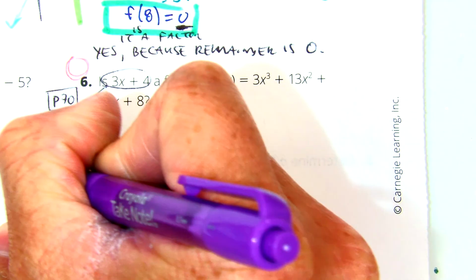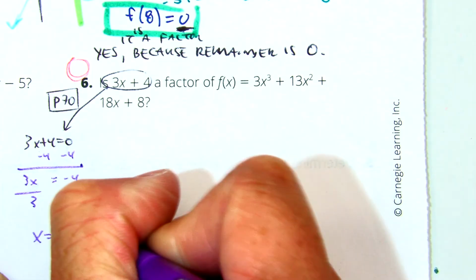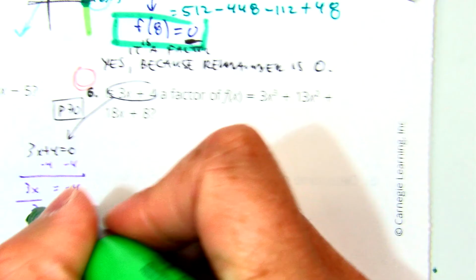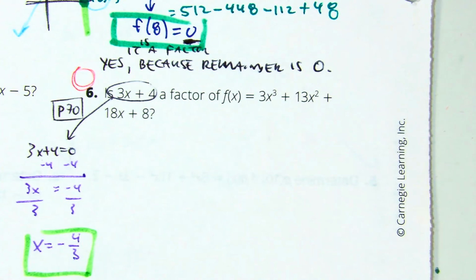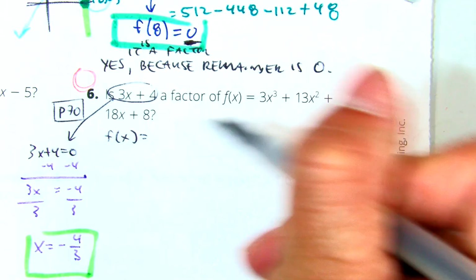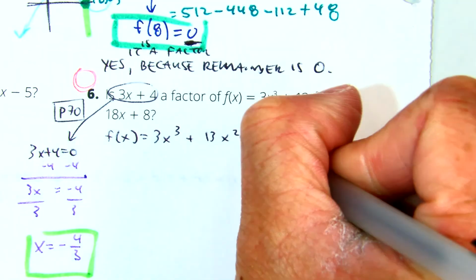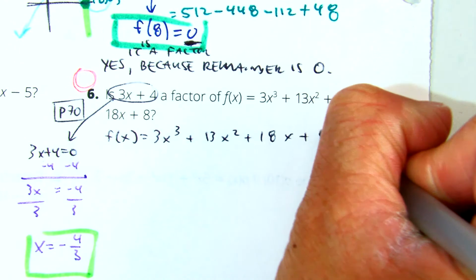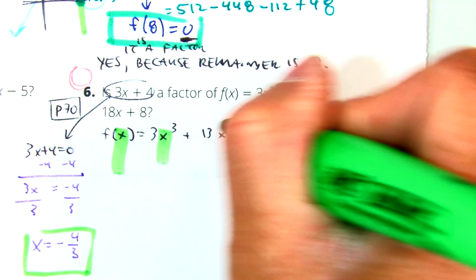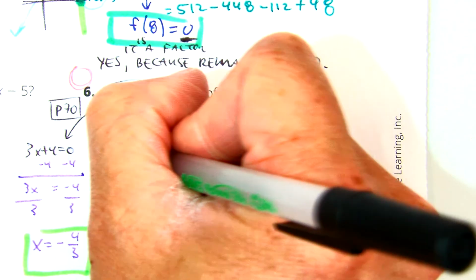So I would not divide by 3. You get x equals negative 4/3. Raise your hand if you got that. Okay, so now I'm going to take that number and I'm going to substitute it in for every x value. So now I put in negative 4/3.